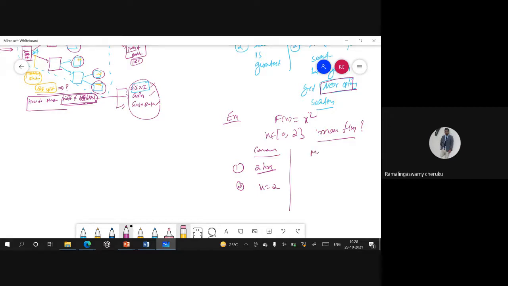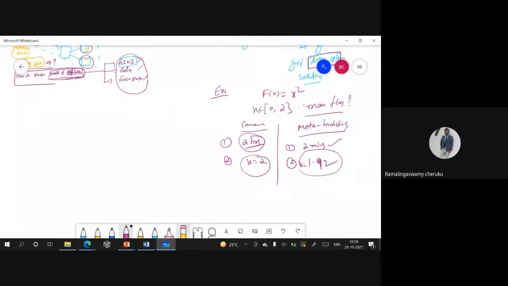If I'm using meta-heuristics, the solution may come in 2 minutes. And the solution can be, something like x is equal to 1.92. If you see, the solution is very close to the actual solution, but to obtain it we required very little time, nearly 2 minutes, whereas in this case it's taking more time. Yes, 2 hours is very less, but suppose you're taking 20 days or 30 days to solve some larger problem. I don't have that much time to wait.